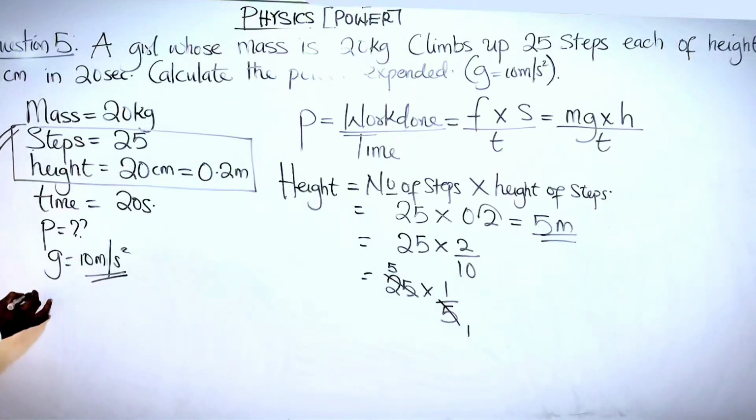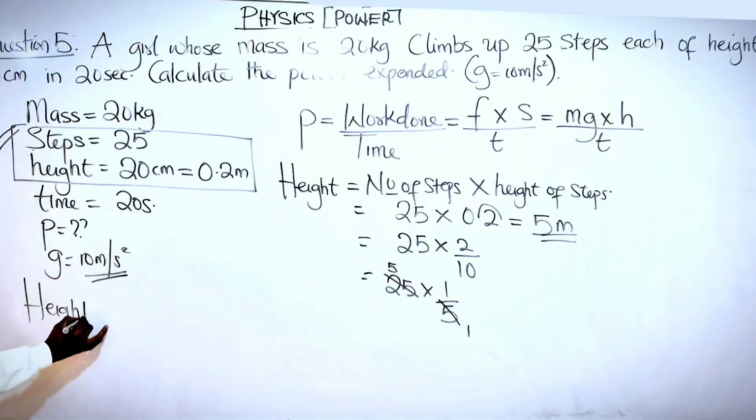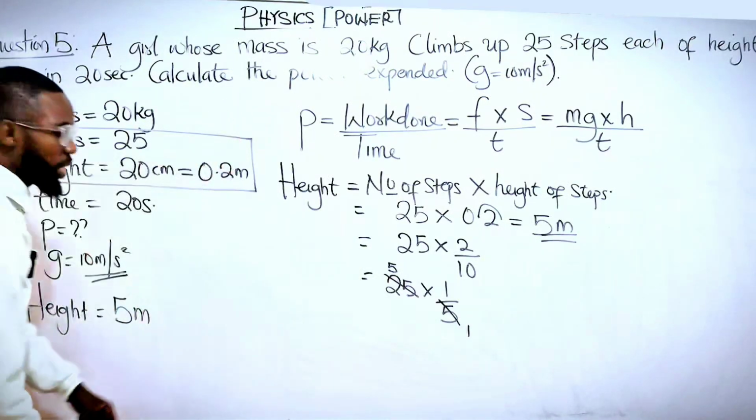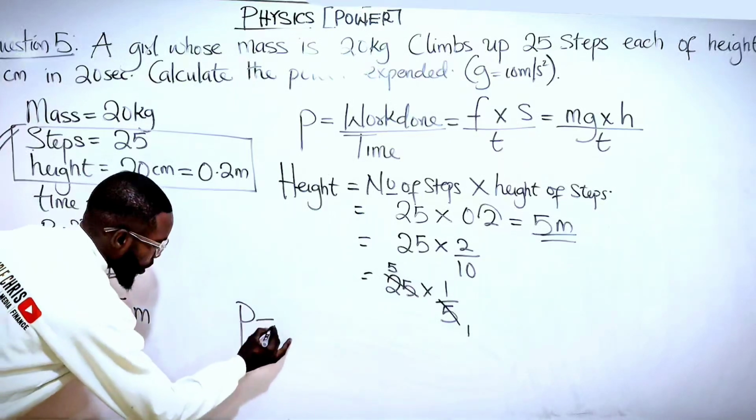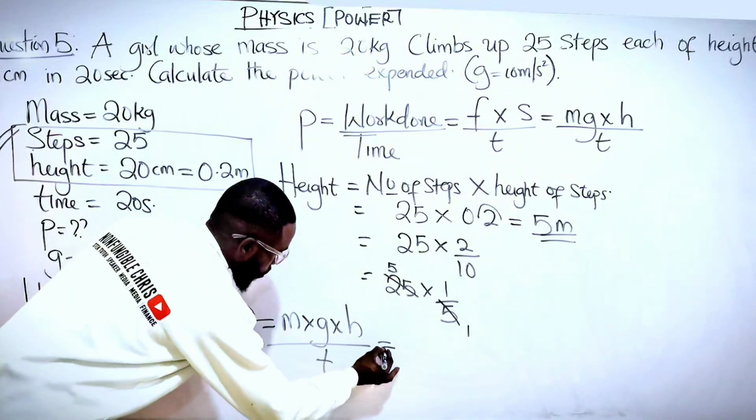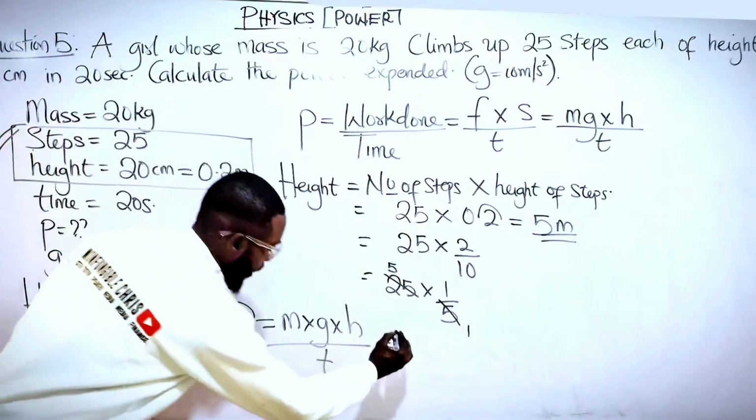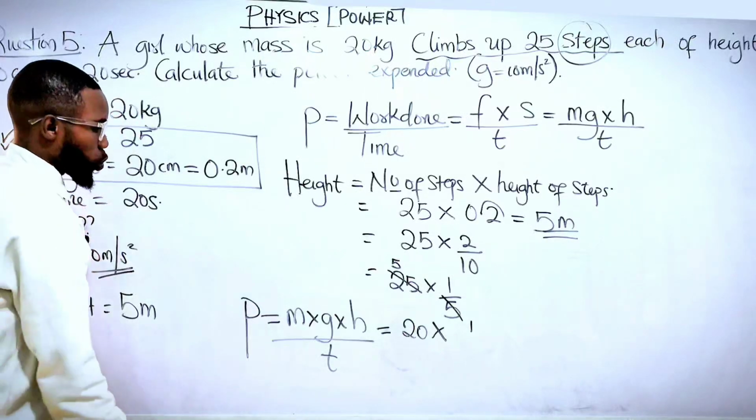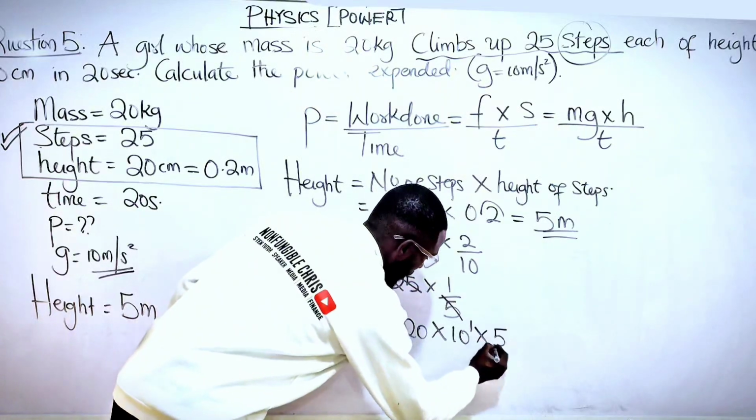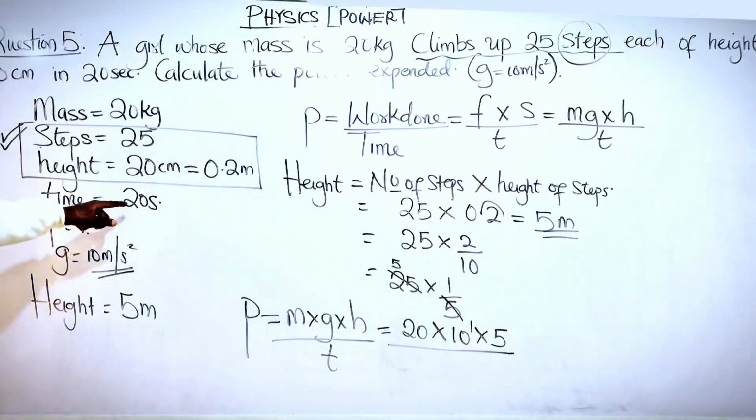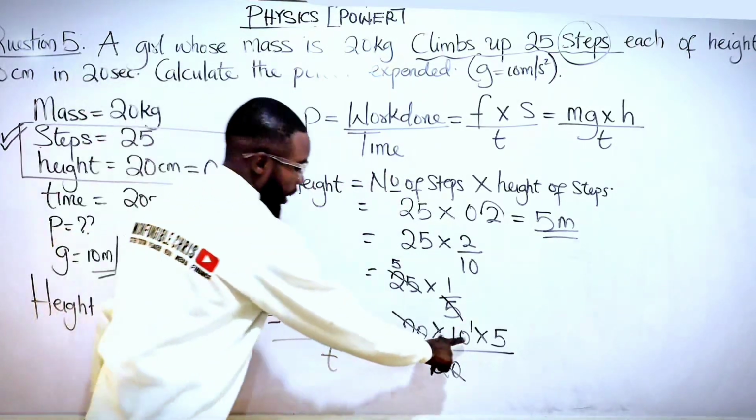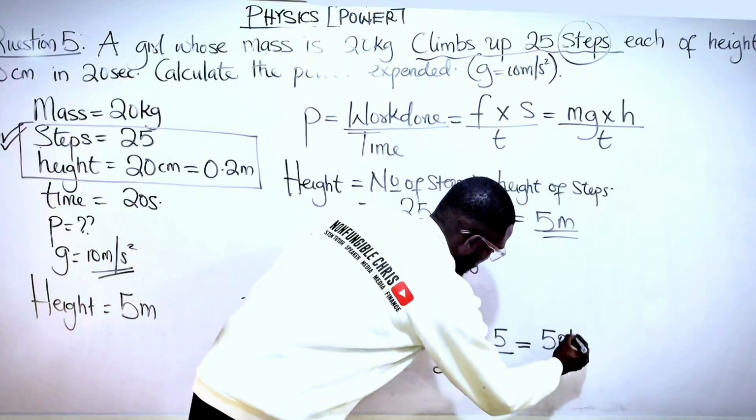So we can say our real height is 5 meters, having multiplied the number of steps times this. If you fix it there, the value for the power becomes m times g times h over time. Our mass was given as 20, so we have 20 times our acceleration due to gravity, which is 10, and our total height now was 5, over the total time given, which was 20 seconds. So that 20 takes off 20. We're left with 10 times 5. That gives us 50 watts.